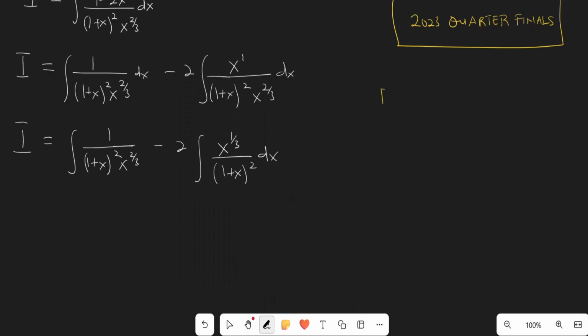For integration by parts, I'm going to use the DI method, which I have been using in my videos. I'm going to differentiate x to the power 1/3. This is plus, the next one is minus, and I'm going to integrate 1 over (1 plus x) squared. Differentiating gives 1/3 x to the power negative 2/3, and integrating, I can do that here real quick. If we have 1 plus x raised to the power negative 2, then we add 1 to the power and divide by the new power. So that is going to be negative 1 over 1 plus x.